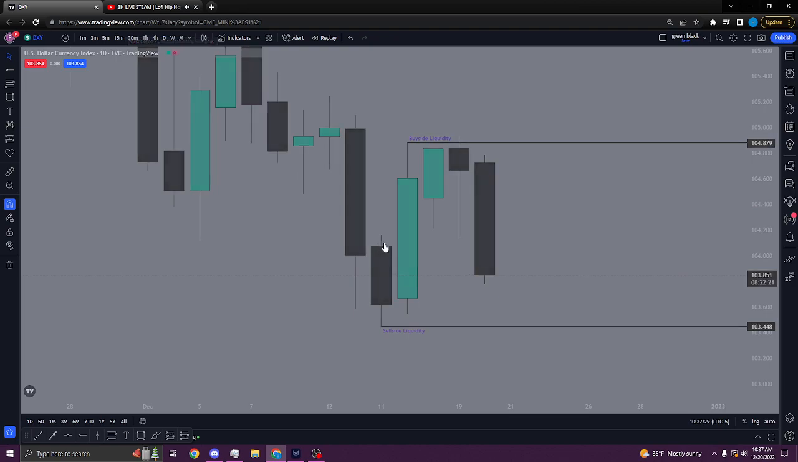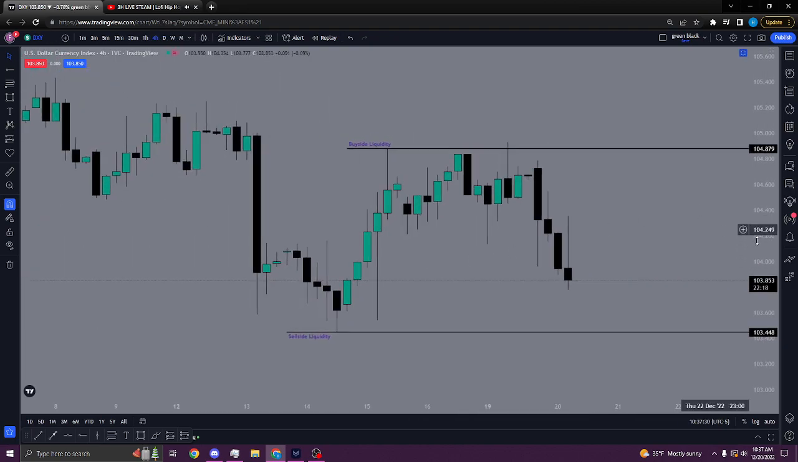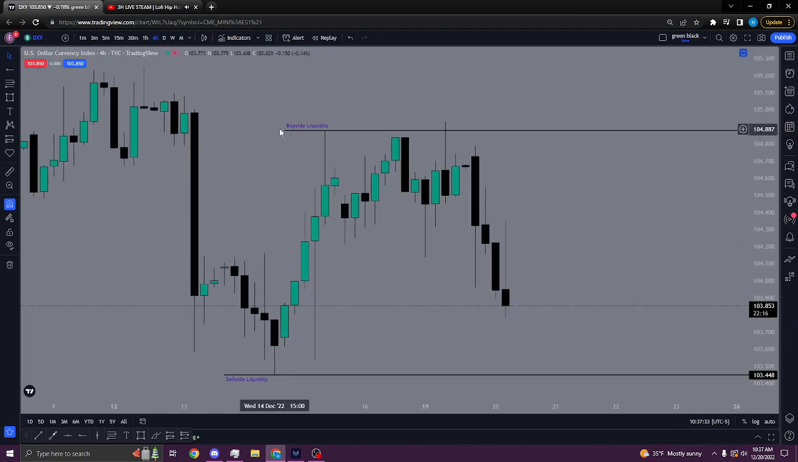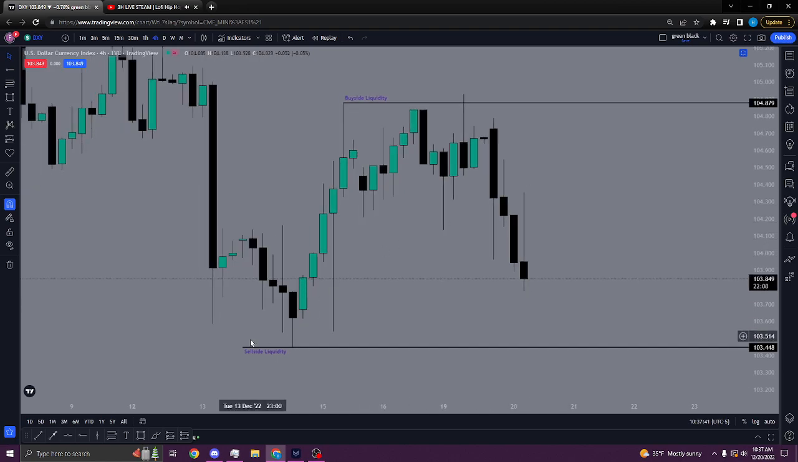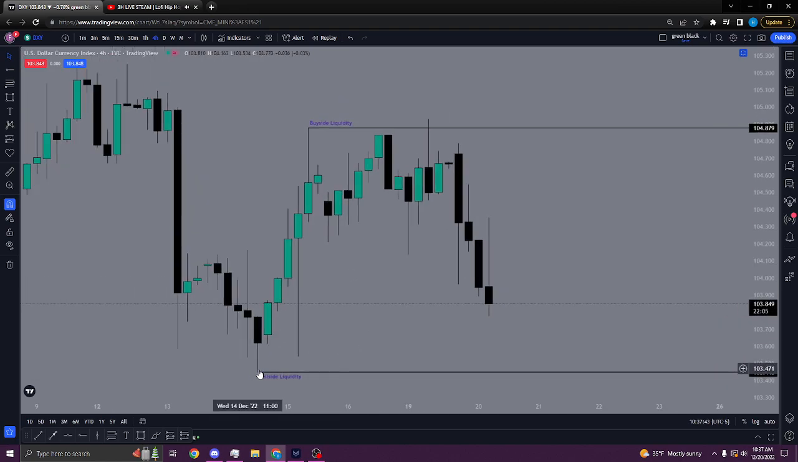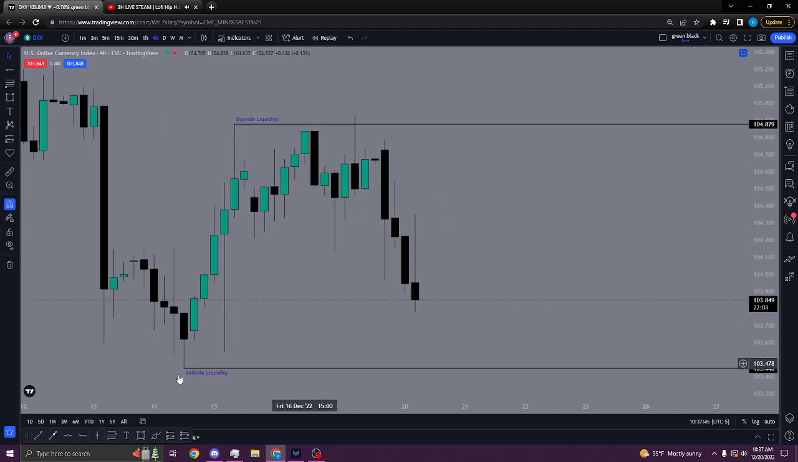So now going down to a 4-hour chart, you get more detail. We have these relatively equal highs, this buy side liquidity. We punched through it higher here. And then we have our sell side liquidity down here, these two lows. So as you can see, the price action has just been going lower.